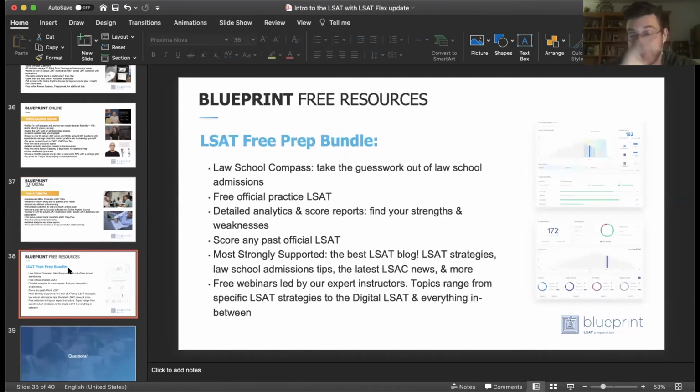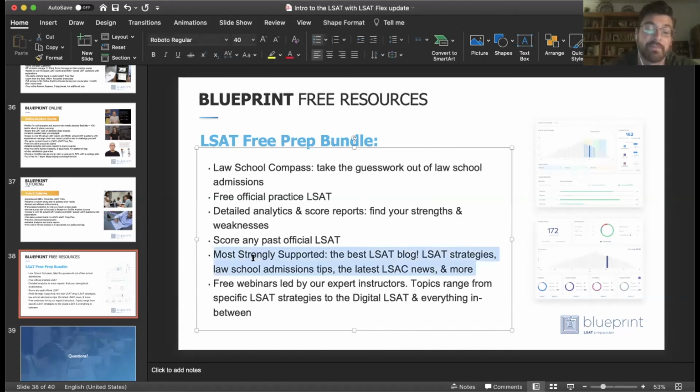Blueprint's got some free programs we encourage you to check out as well, both because they give you an idea of what the Blueprint program offers, and because it gives you an idea of where you are in the application process. One of those is the Law School Compass, where we try to take some of the guesswork out of the law school admissions process. You're actually able to input your data, and we'll give you a read as to your likelihood at various schools. We've also got our most strongly supported LSAT blog, which I sometimes contribute to. We've got free webinars offered on a weekly basis that you guys can all tune into, and I'd encourage you to do so.